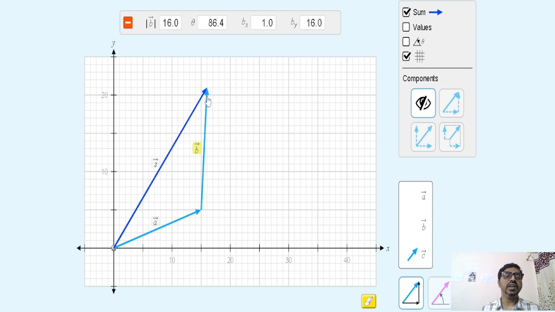Why is it named the triangle of vector addition? Because it is forming a triangle. So sometimes you might have more vectors. Instead of two vectors, you might have three vectors probably. Let's say you have another vector. Say for example, I take this vector C bar.